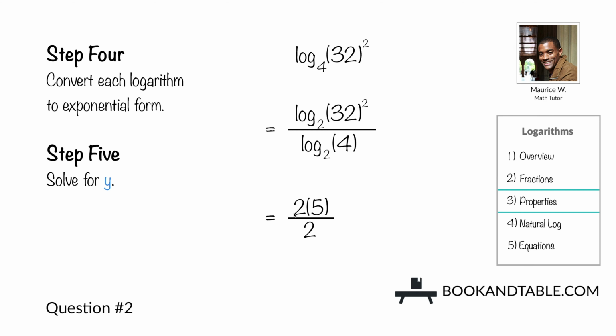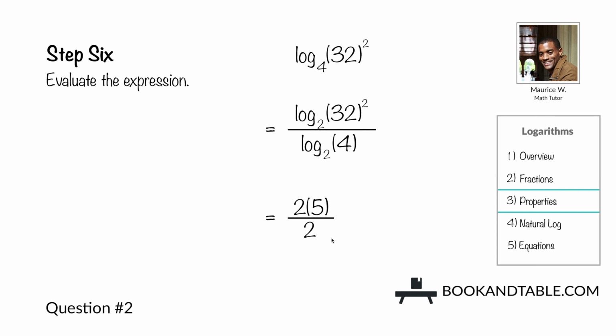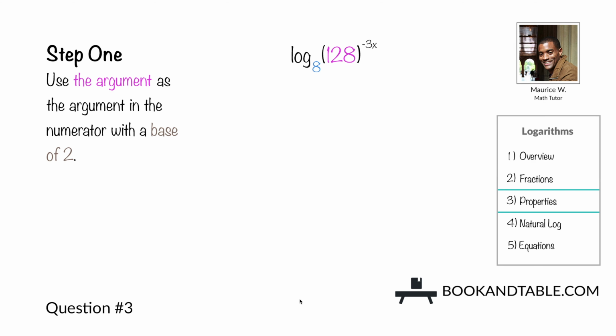So we wind up with 2 times 5 divided by 2, and now we can evaluate this expression. 2 divided by 2 is 1, so those cancel each other out, leaving us with just 5. So we find that the log base 4 of 32 raised to a power of 2 is equal to 5. That is the answer to question number 2. Let's now have a look at question number 3.